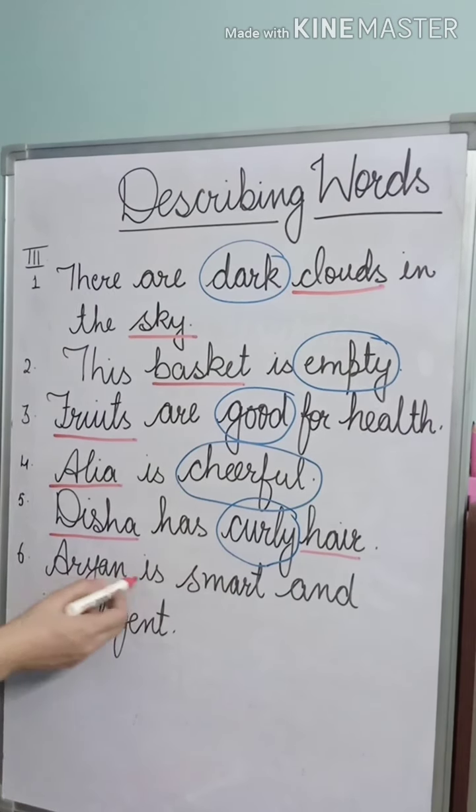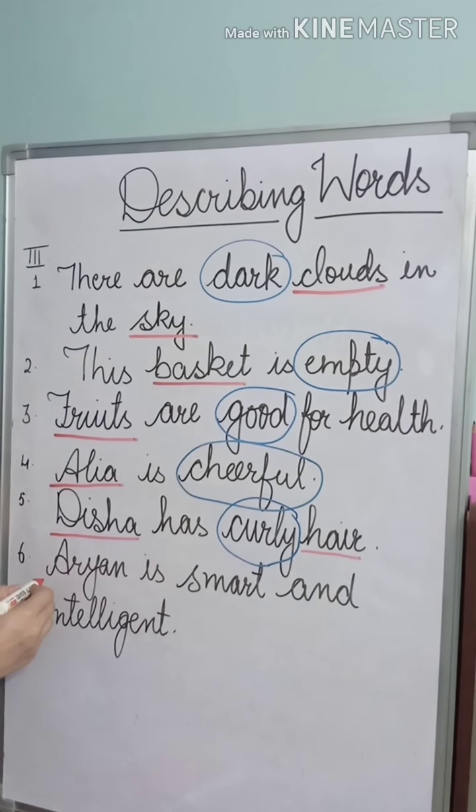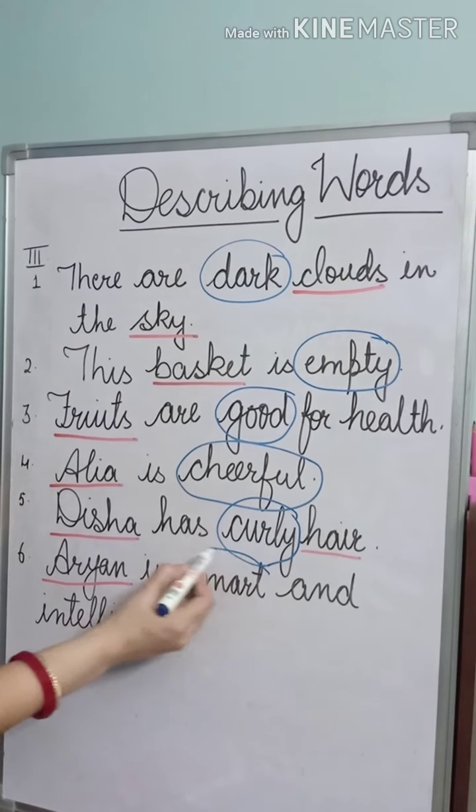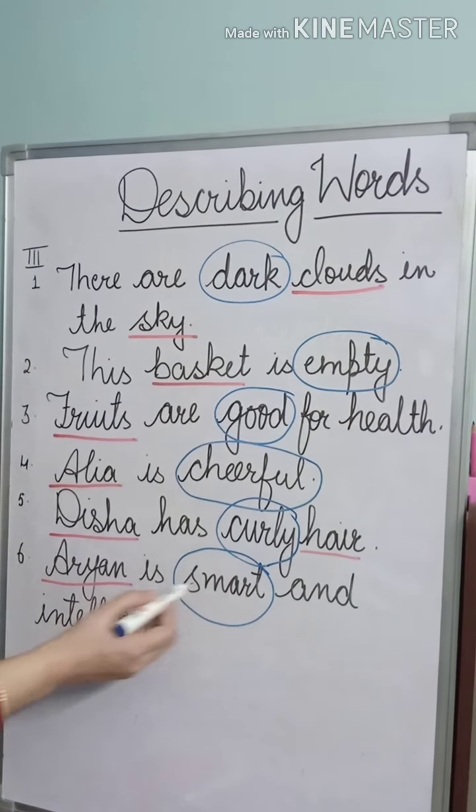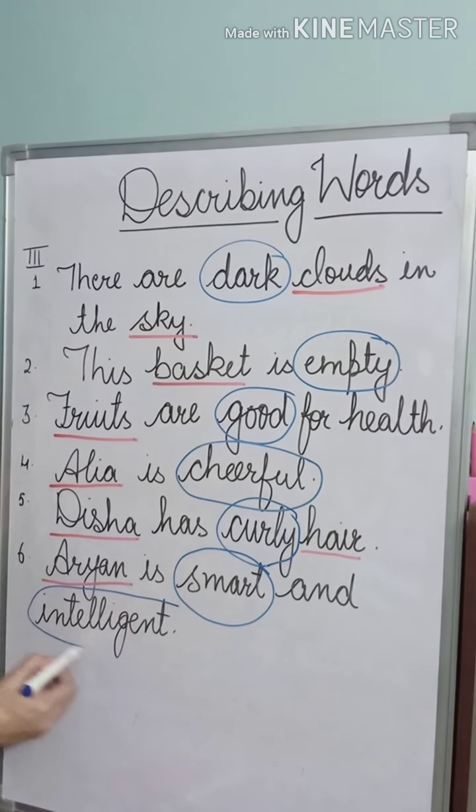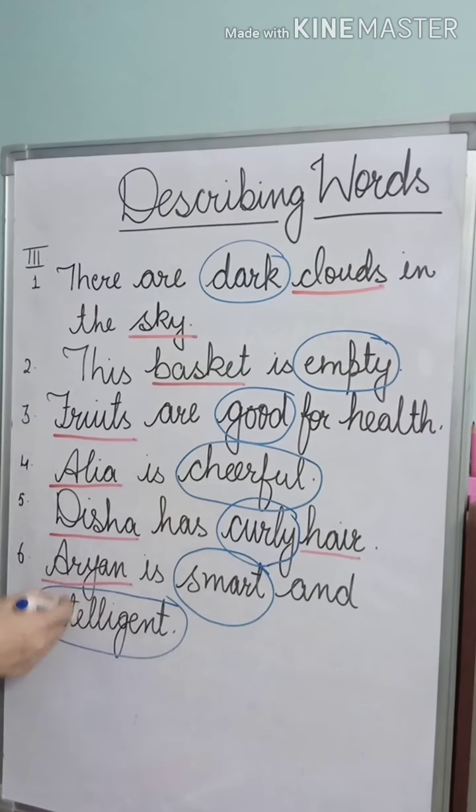Last, Aryan is smart and intelligent. So, the naming word is Aryan. And there are two describing words. Aryan is smart as well as he is intelligent. So, smart and intelligent are describing words. Okay, I hope you can understand and you can do it yourself also.